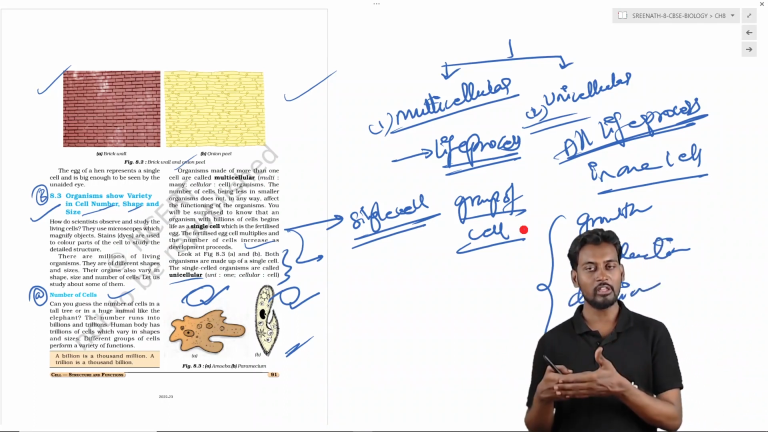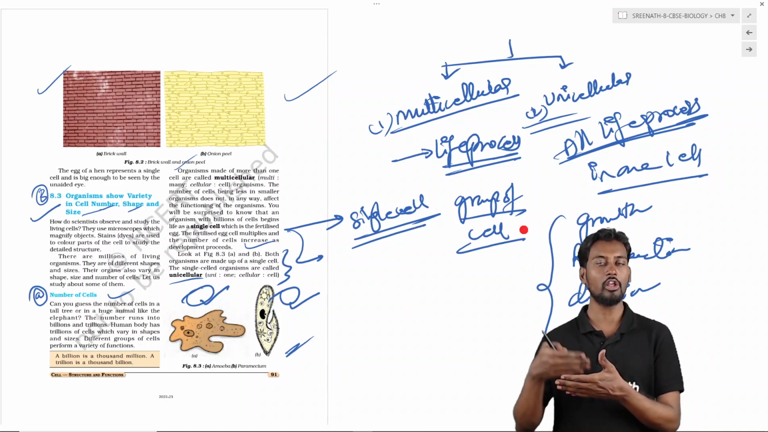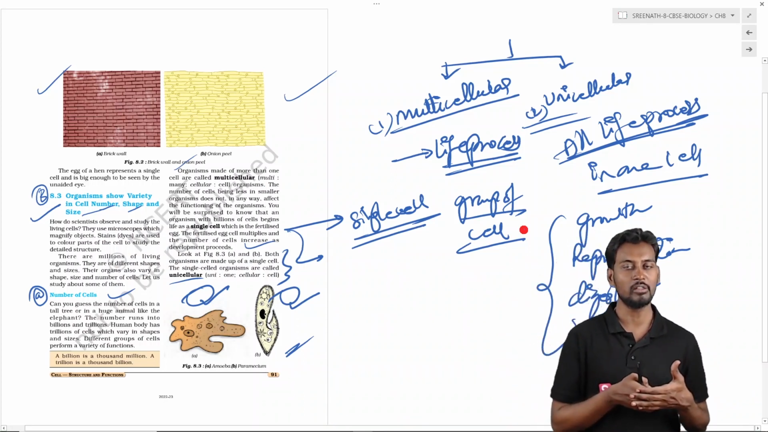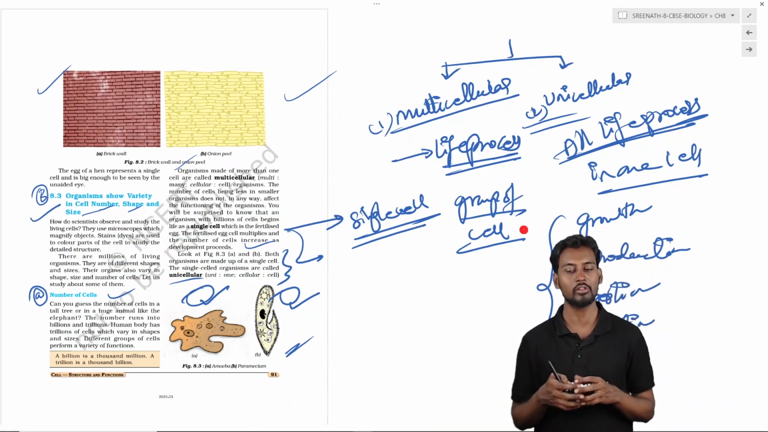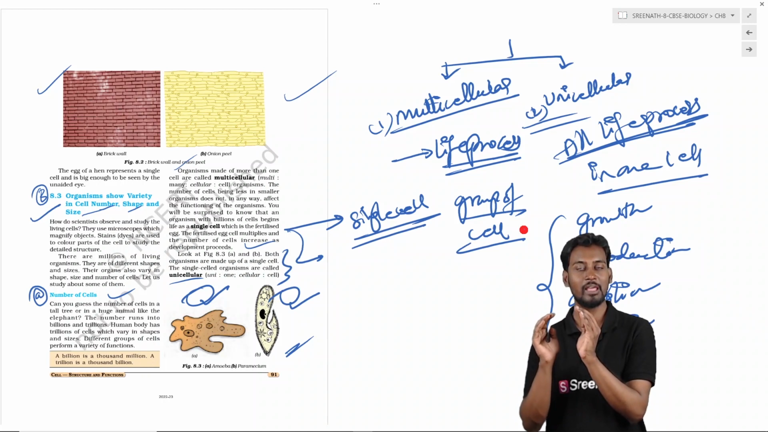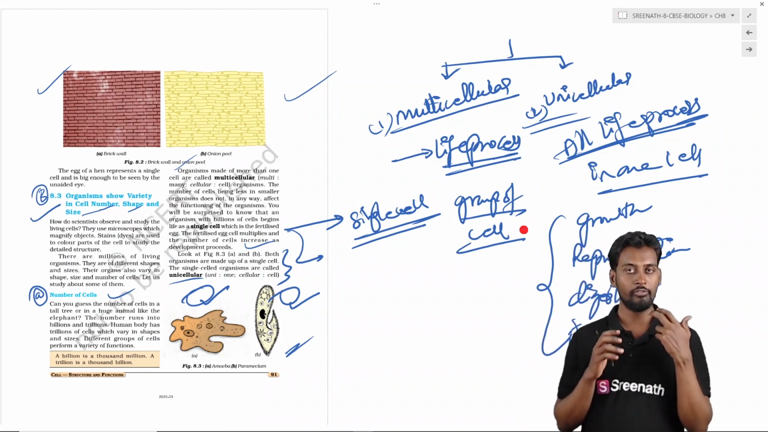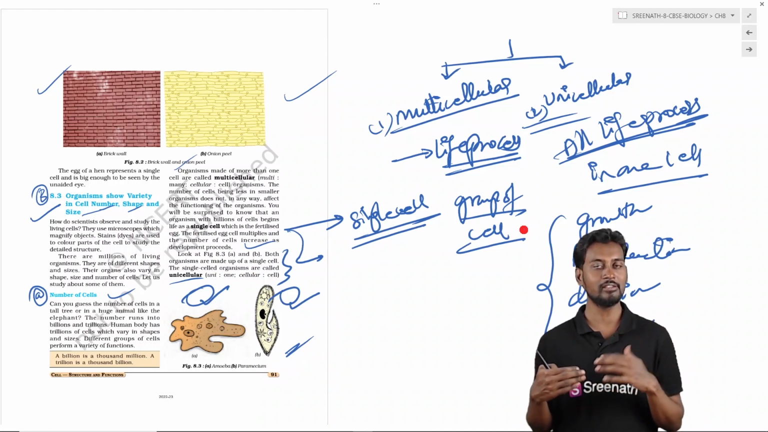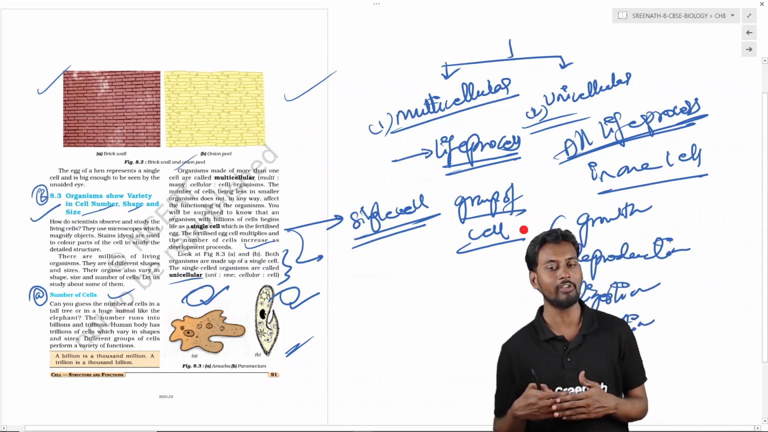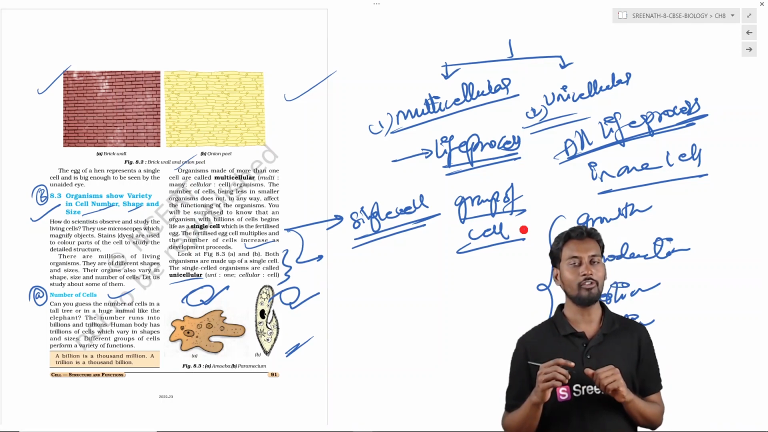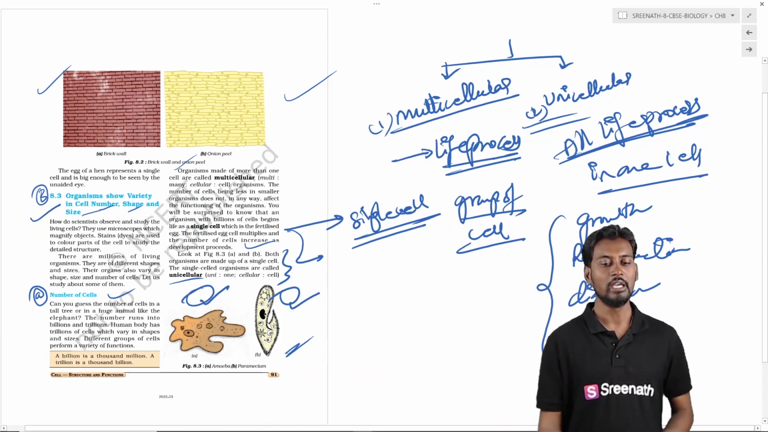So the unicellular organisms are the ones where all the life processes take place in a single cell, and the multicellular organisms are the ones where the life processes take place in a certain group or certain type of cells. For example, the eyes can see, the kidneys can filter, and the blood has the ability to exchange gases and to carry food and waste material. So different cells show different kinds of life processes which are coordinated with each other.